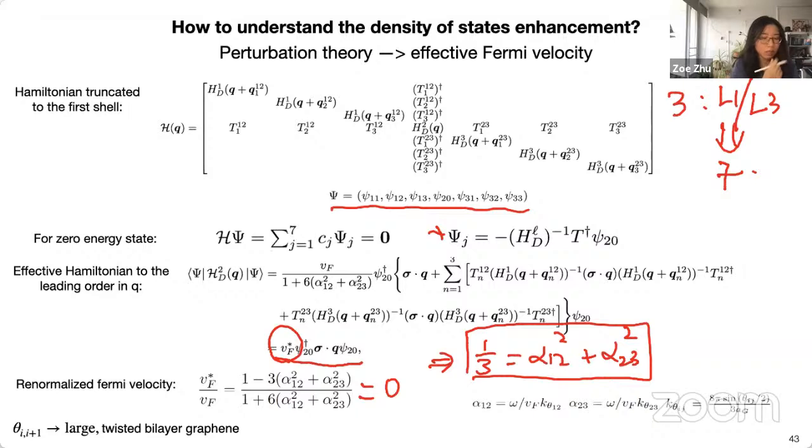And if we take the limit of one twist angle to be infinity, say if we take θ₂₃ to be infinity, this leads to α₂₃ being 0.